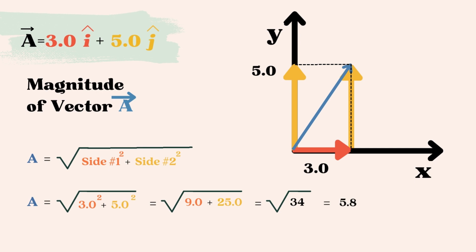Of course, magnitude is not enough information, and this unit vector notation gives you enough information to find magnitude as well as angle. We're going to find angle in the next video.